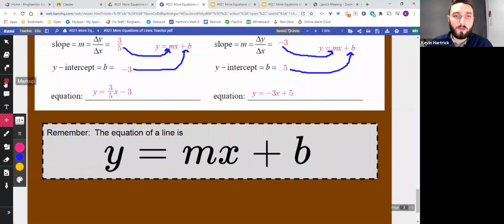So good thing to remember here. All right, this is going to be a common theme for us for the rest of the unit for sure, and going on further into math. The equation of a line is y equals mx plus b. You got to remember that.